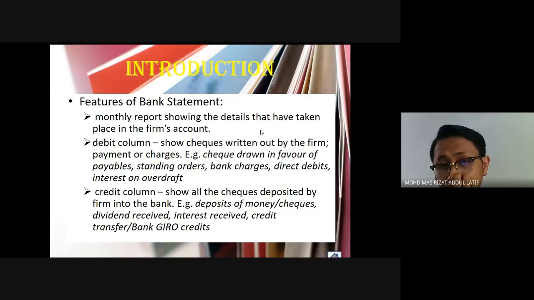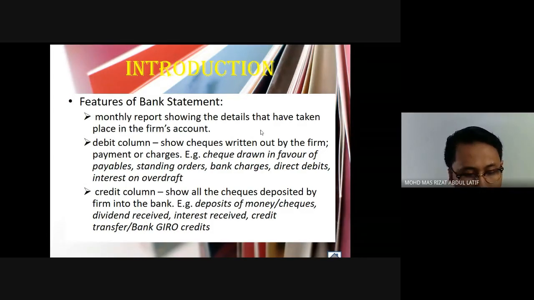So berbeza dengan bank account. I ulang. Kalau bank statement, debit duit keluar, kredit duit masuk. Tetapi bank account, debit duit masuk, kredit duit keluar. Dapat? Alright, so you will tengok example tu. Number one, example of payment and charges such as checks issued in favor of account payable or suppliers, bank charges, direct debit, as well as standing orders or instruction.